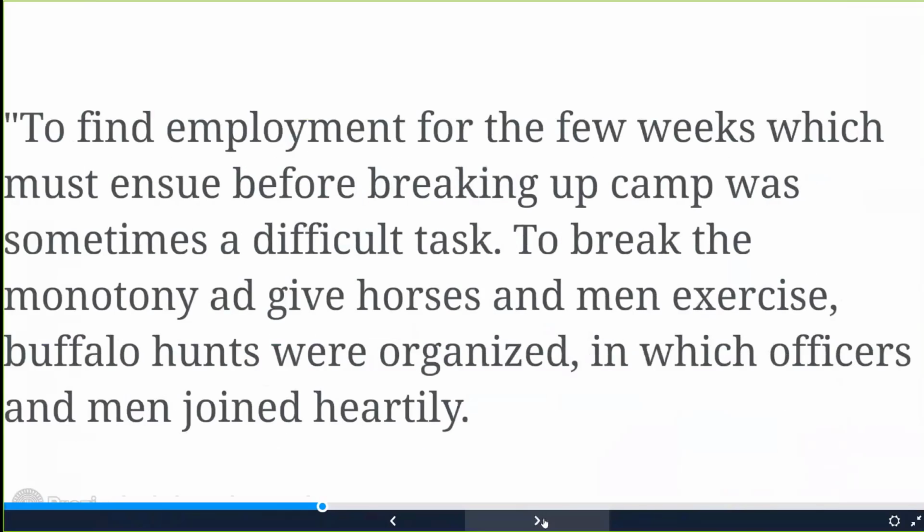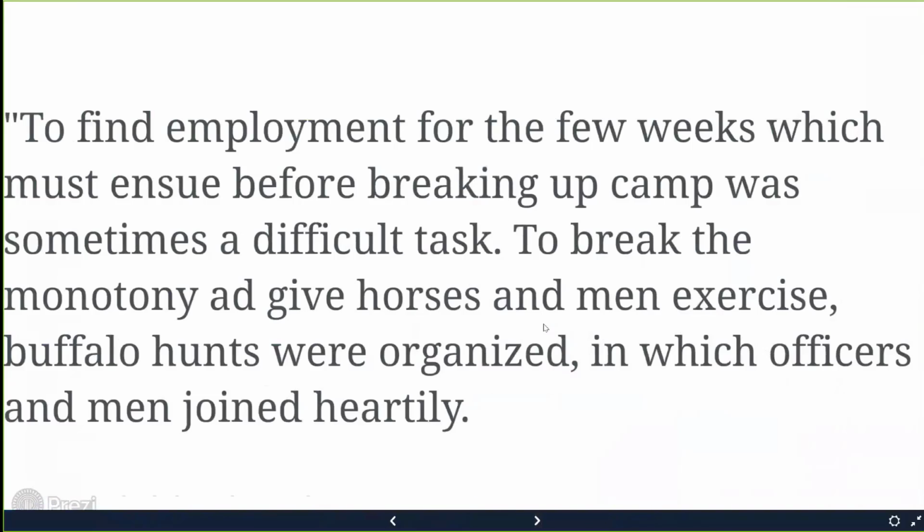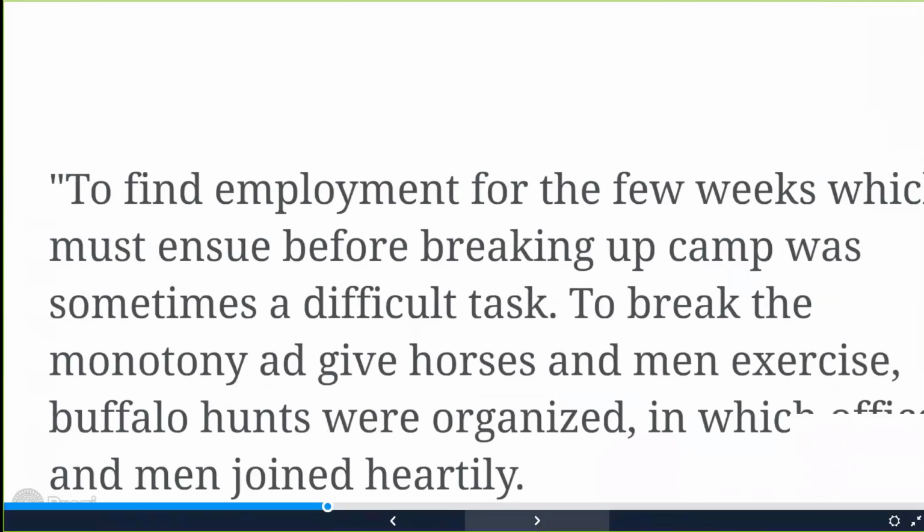To find employment for the few weeks which must ensue before breaking up camp was sometimes a difficult task. To break the monotony and give horses and men exercise, buffalo hunts were organized in which everyone joined heartily.